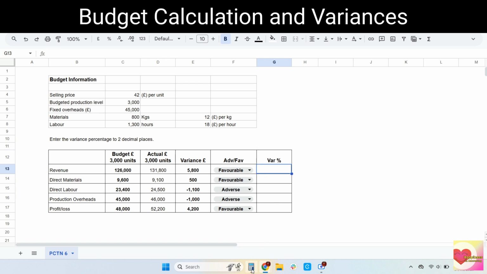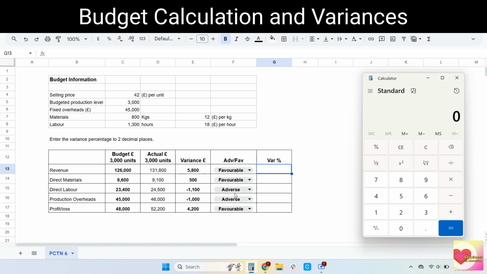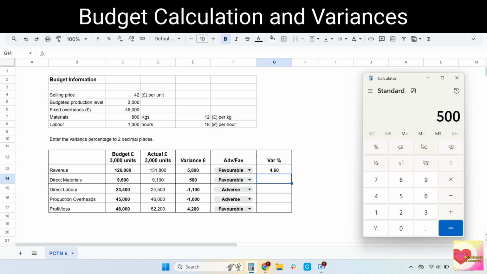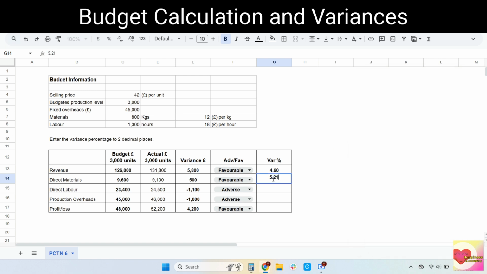For the revenue, our variance is 5,800. Let's divide it by the budget, 126,000. Then let's multiply by 100 to get the percentage. Then let's round off to 2 decimal places, so we got 4.60. Next, for the direct materials, our variance is 500 divided by the budget, which is 9,600. Multiply by 100. Then let's round it off to 2 decimal places and we got 5.21.